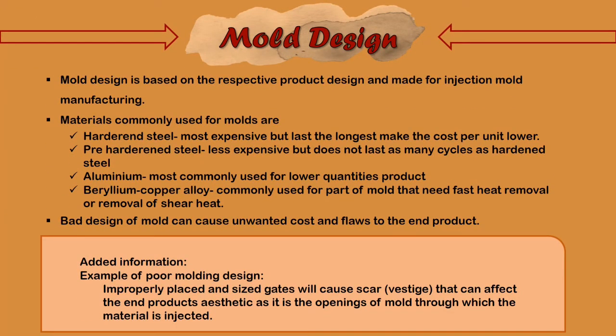After that, the second basic step of the injection molding process is the mold design. This step follows the product design. It is important to know what material is used for the mold in order to get the specific end product that we want. As an example, if we use hardened steel as the material for the mold, it can be used longer although it is quite expensive. So, this material is suitable for mass production products. This step is very important as it can cause unwanted costs and flaws to the end product if you use a bad design.